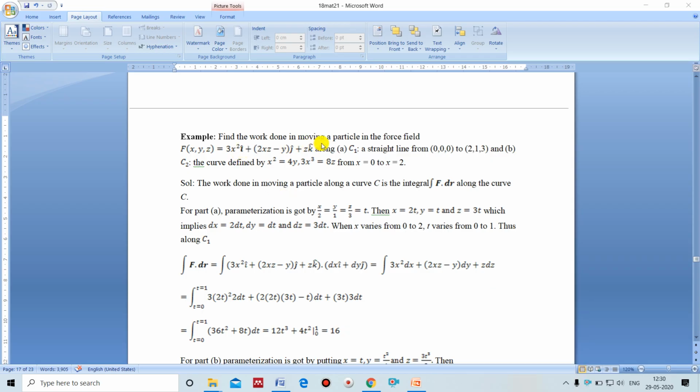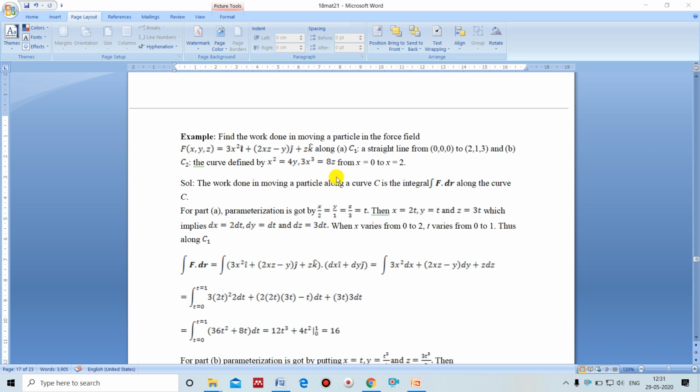Find the work done in moving a particle in the force field. A force is given by 3x square i plus (2xz minus y) j plus z k, along A, that is C1, a straight line from x equal to 0, y equal to 0, z equal to 0 to x equal to 2, y equal to 1, z equal to 3, and along B, that is curve C2 defined by x square is equal to 4y, 3x cube is equal to 8z, where x varies from 0 to 2. So we have to find the work done.